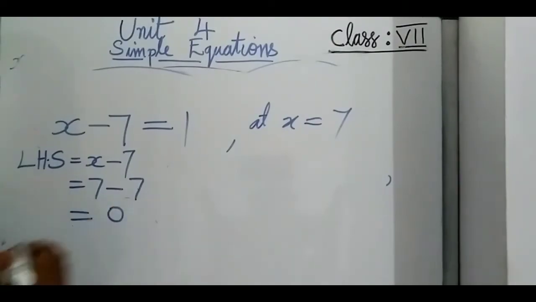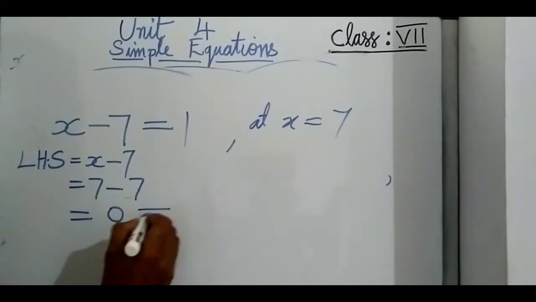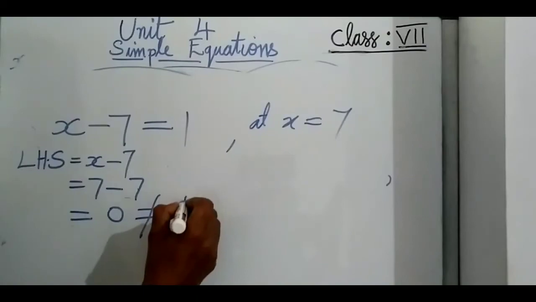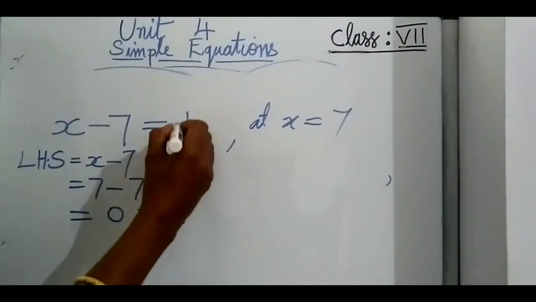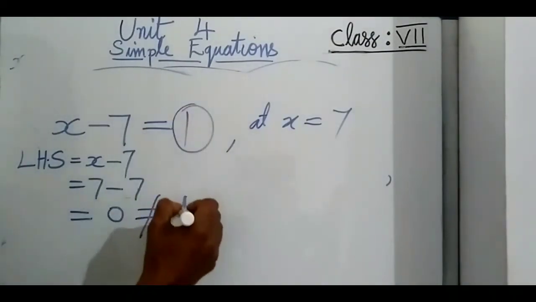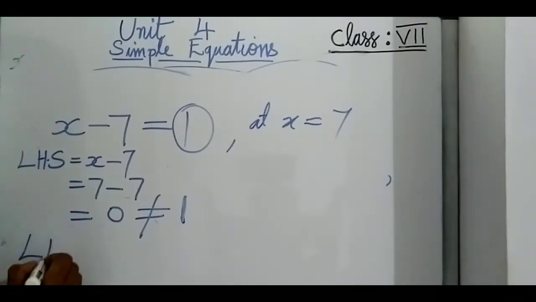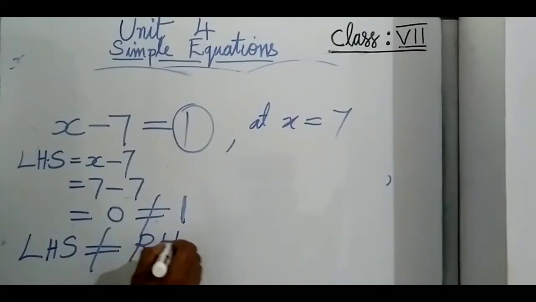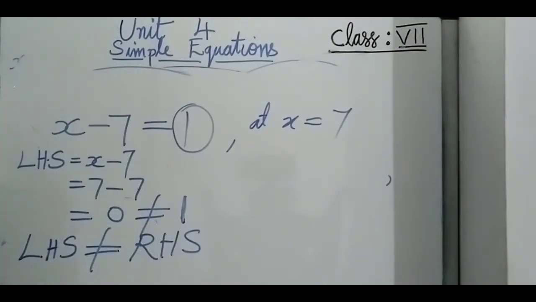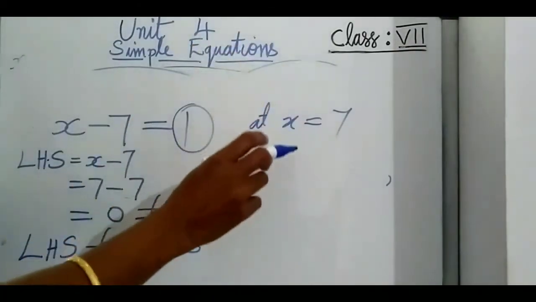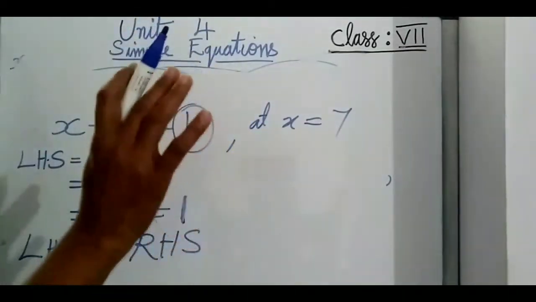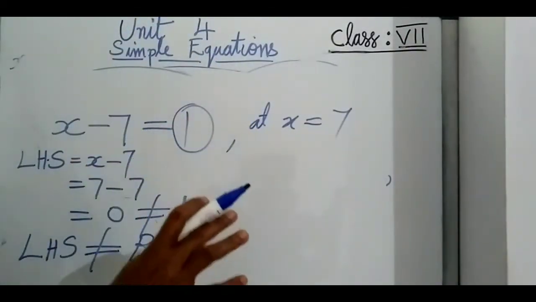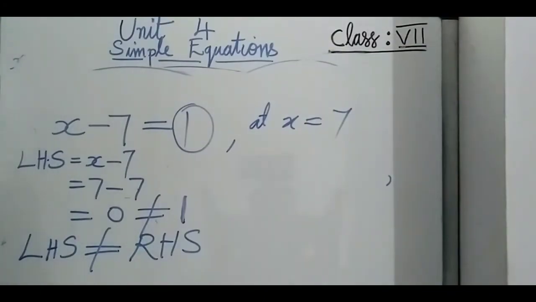7 minus 7 is 0. This is not equal to the RHS, not equal to 1. Our RHS value is 1. So we can write LHS not equal to RHS. So x equal to 7 is not a solution.